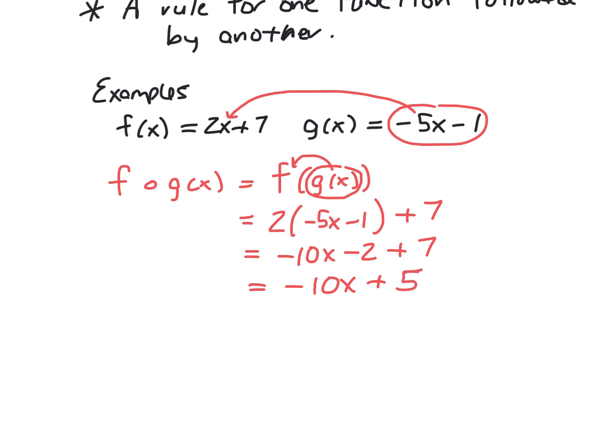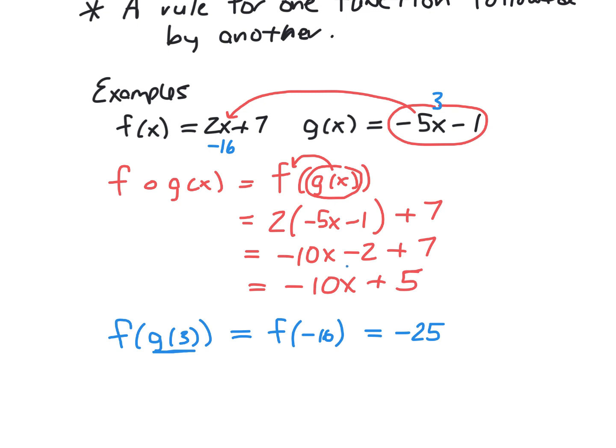Now, to demonstrate what this means, if I would ask you to do f of g of 3, one way of doing this, doing your parentheses first, is to do g of 3. Putting 3 in for x in g gives you negative 16. Then putting negative 16 in for f, we have negative 32 plus the 7, which would be negative 25. All right, so we're doing that in 2 steps.